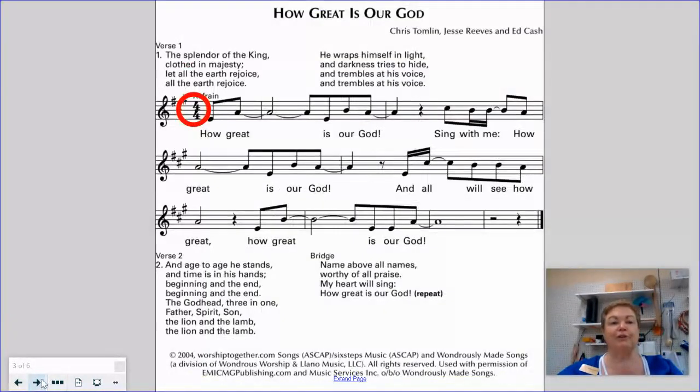Here's a song that has a time signature of 4 beats in the measure, and a quarter note gets 1 beat. I keep saying over and over the 6 words, a quarter note gets 1 beat, because on a quiz, if I ask you what does the 4 on the bottom mean, the answer is a quarter note gets 1 beat.